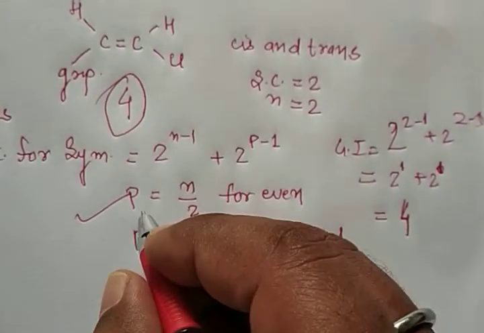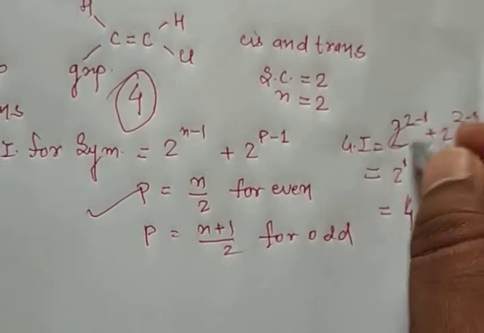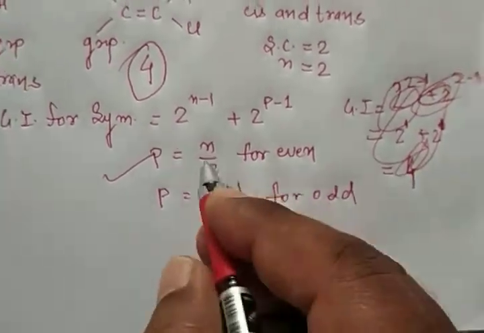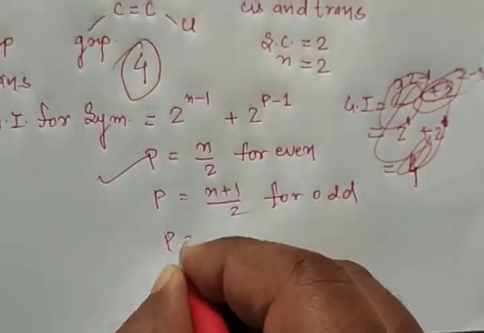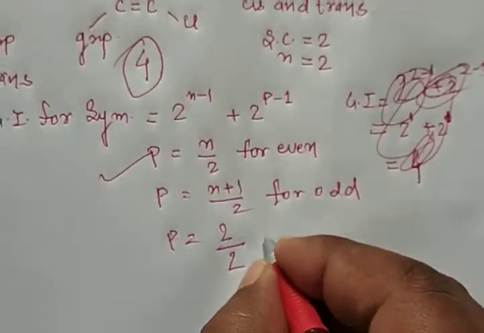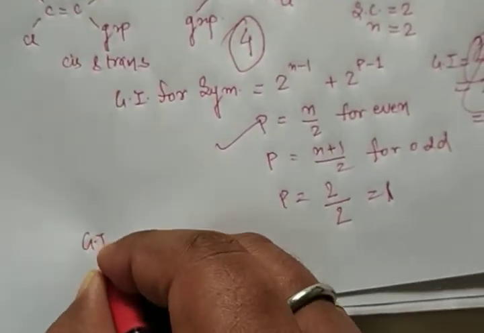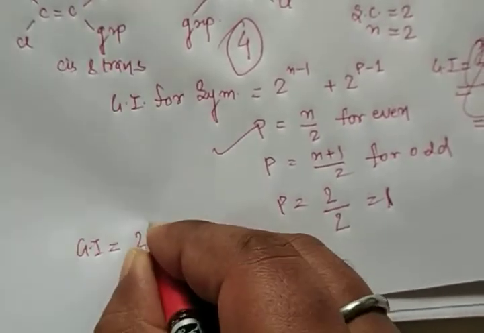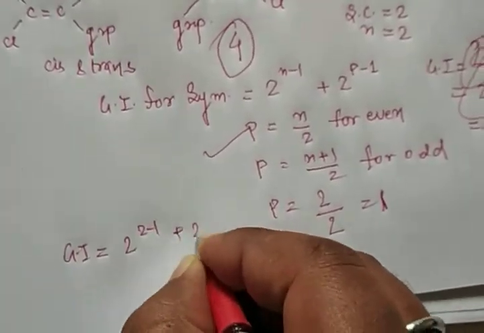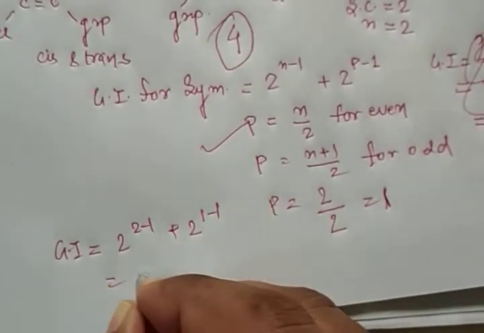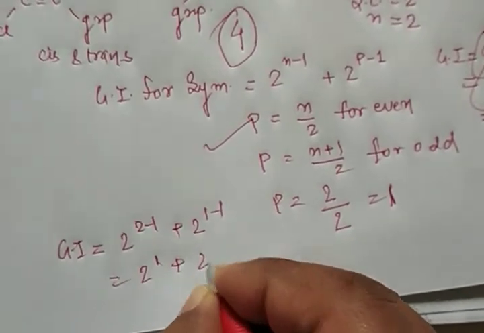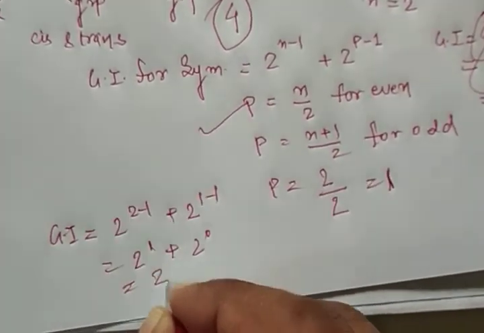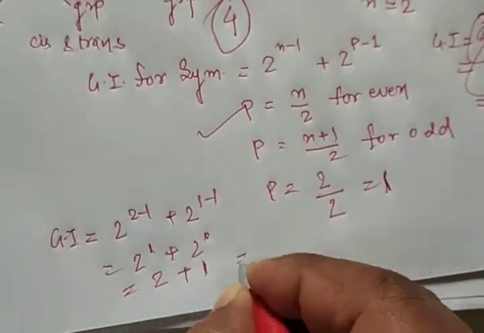Okay, just wait. Now what is p? 2 to the power, this is wrong. Just check again. What is p? p is n by 2, and n is 2, so p is 2 divided by 2, which is 1. It means 2 to the power 2 minus 1 and 2 to the power 1 minus 1. It means 2 to the power 1 and 2 to the power 0. So 2 to the power 1 is 2 and 2 to the power 0 is 1. It means 3 geometrical isomers.